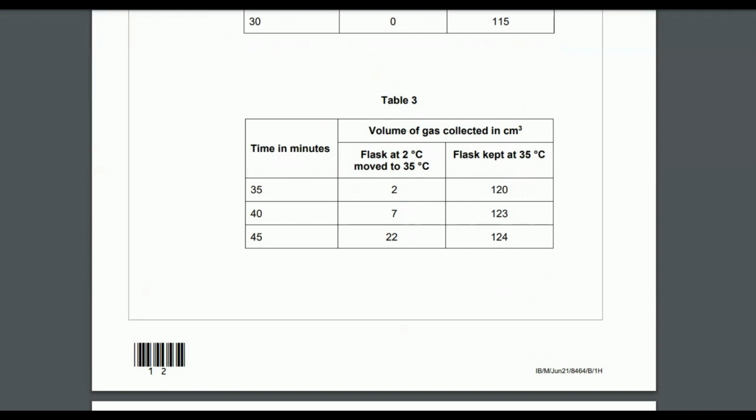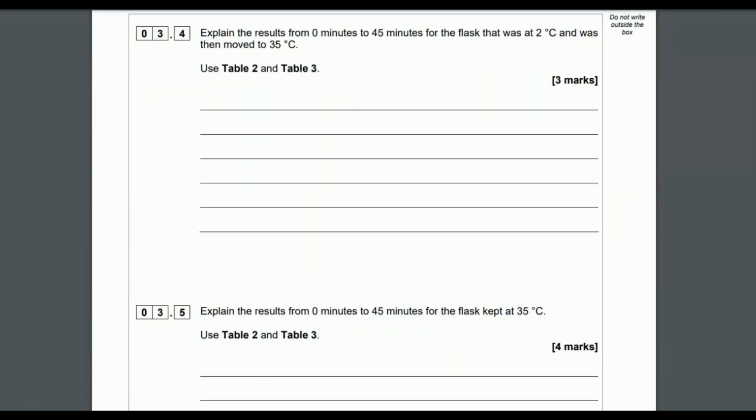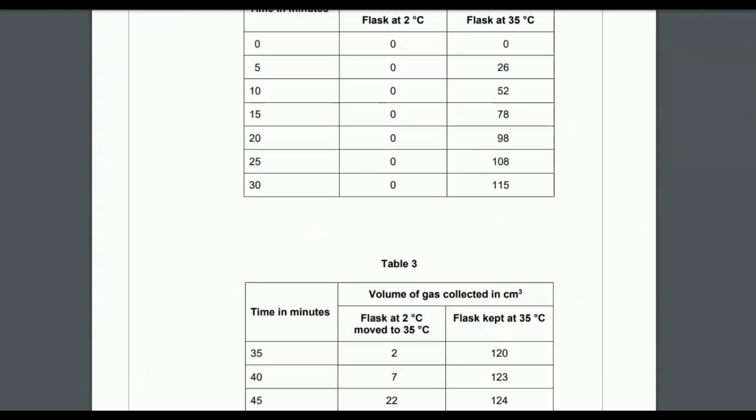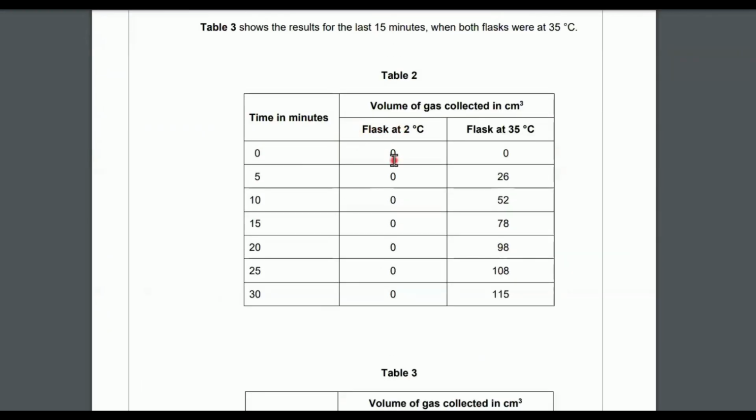So we're going to be asked about what's going on in these tables. Explain the results from 0 to 45 minutes for the flask that was at 2 degrees and then was moved to 35. So let's have a little look and see what's going on. So when it was 2 degrees, why was there no gas collected? What doesn't work well at cold temperatures in biology? What things that control all reactions, and are inside every living thing, do not work well at cold temperatures?